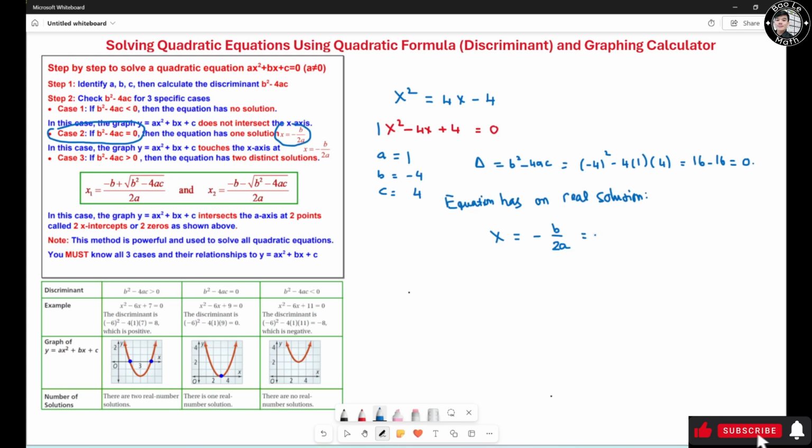So you just substitute negative b. Now b equals -4, so you put -4 right here over 2 times 1. And it's going to be, the 2 negatives right here turn out to be positive.